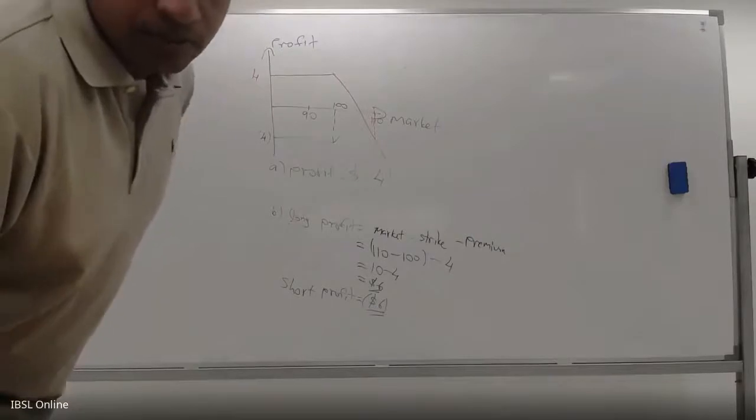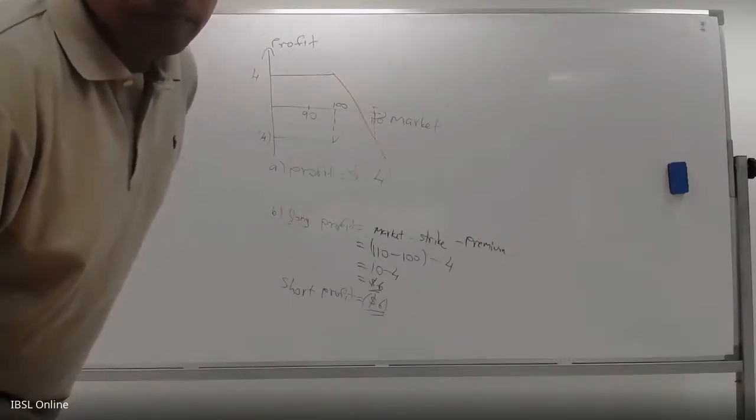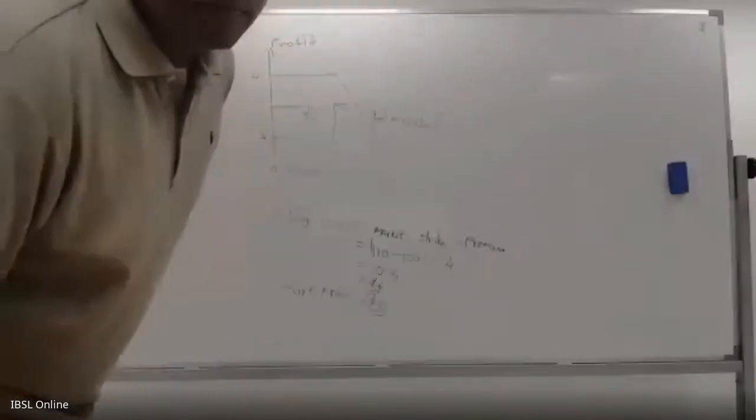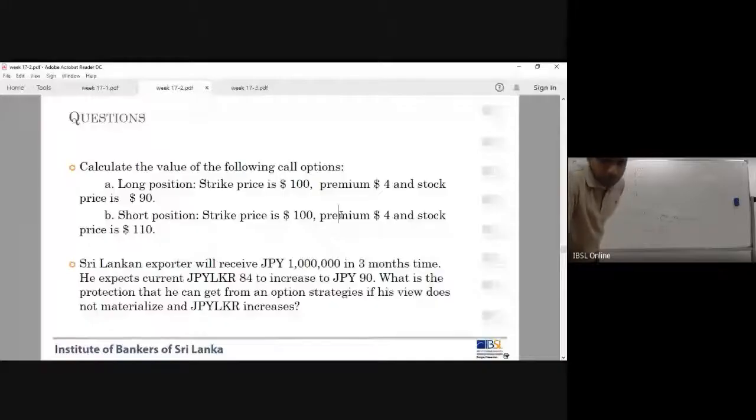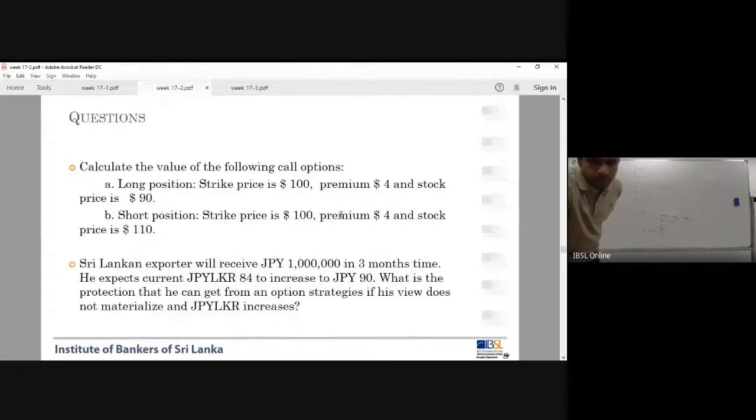Okay, so let's move on to the next question. A Sri Lankan exporter will receive 1 million yen in 3 months. He expects the current yen rupee of 84 to increase to 90. What is the protection he can get from an option strategy if his view does not materialize and the yen rupee increases?